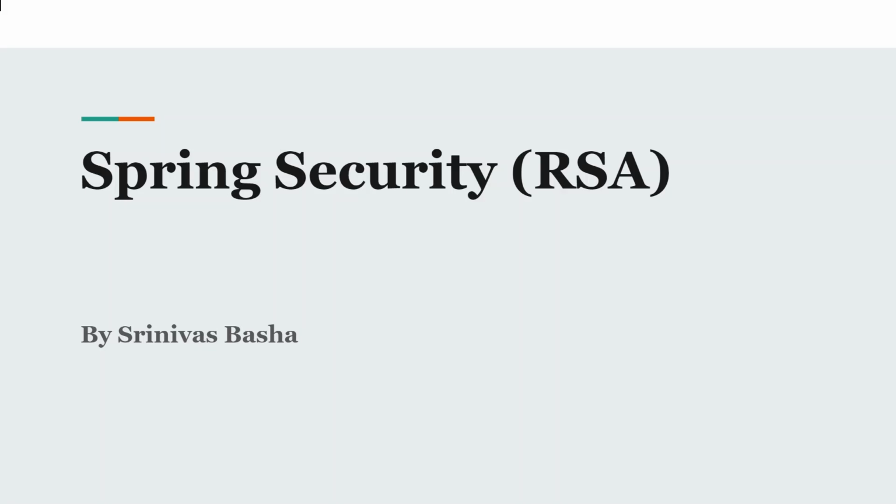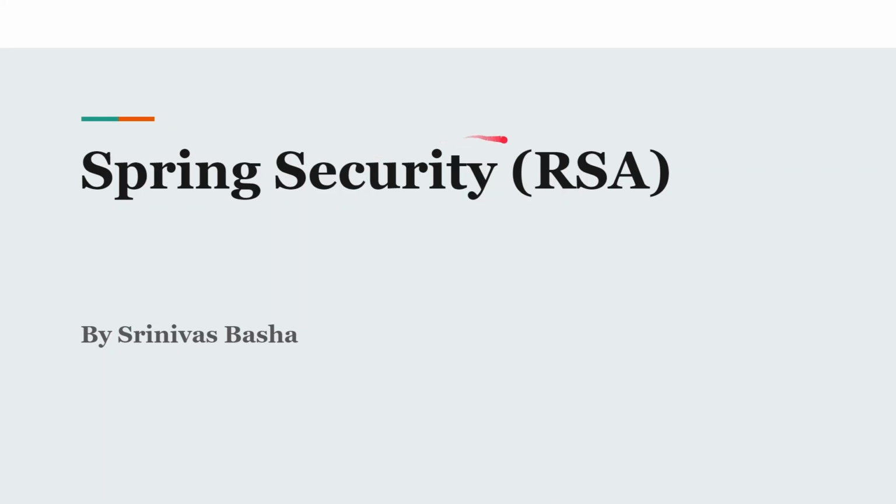Hello, my name is Srinivas Pasha, and today I am here to discuss the Spring Security implementation part with JWT. There are various token signing algorithms in the market like HMAC, RSA, ECDSA, etc. These token signing algorithms can be used with JWT in order to develop or implement highly secured applications.